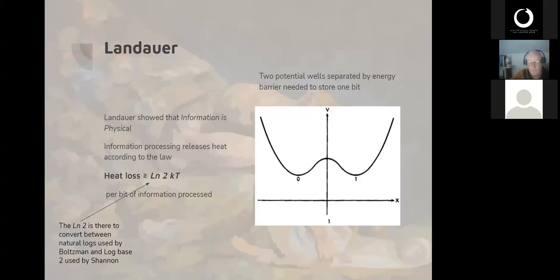Very few computing devices are close to the Landauer limit, but it does show that there is a fundamental physical limit to how low the power consumption of any device that is processing information can be, whether it's human brains or digital computers or cellular systems. Any system that's processing information cannot do it with less heat loss than log 2 kT per bit. T is obviously the temperature which is occurring.